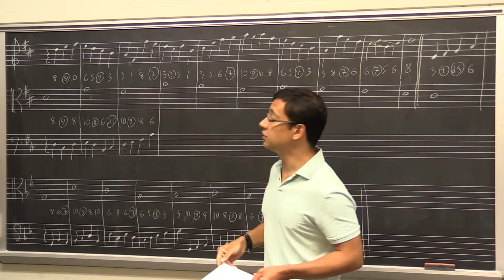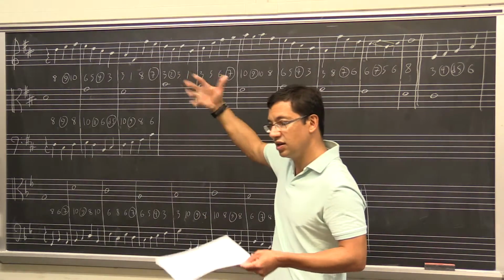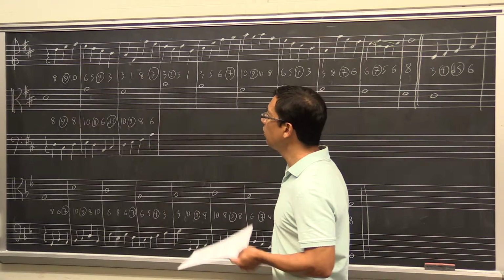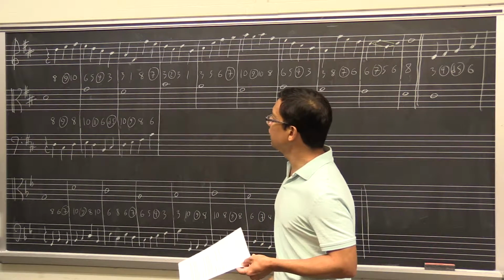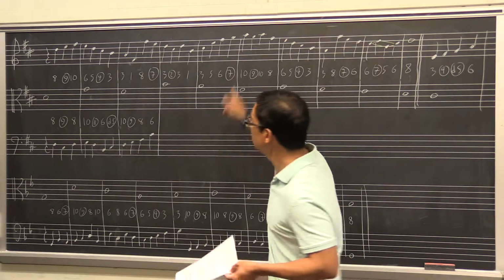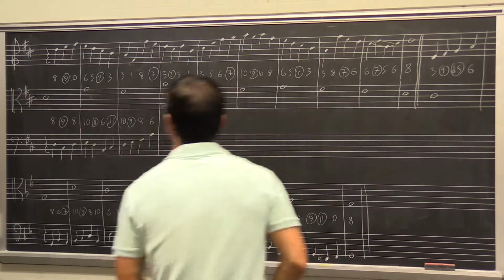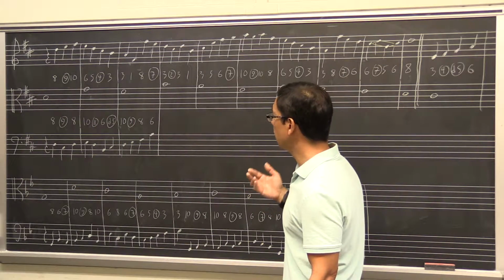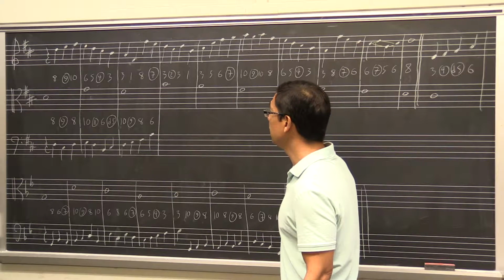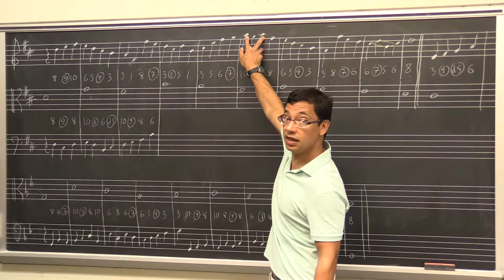Now, one of the interesting things we get in third species, because we're moving so quickly, is that we want to avoid hit and run climaxes. So we have the possibility of what's called an embellished climax. Take a look at the climax here. Here's our climax. Here's our climax again.